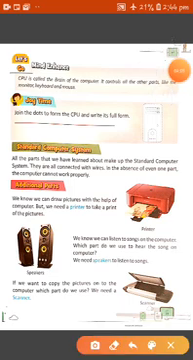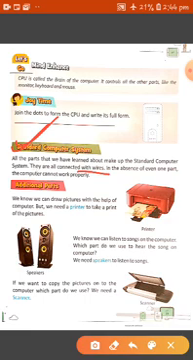Now, talking about the standard computer system. All the parts that we have learned about make up the standard computer system. They are all connected with wires. In the absence of even one part, the computer cannot work properly.